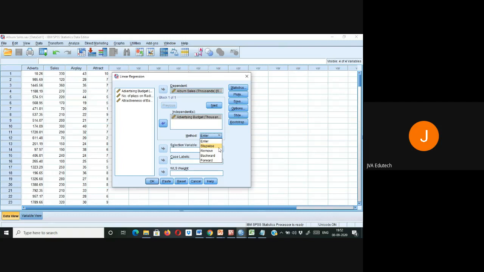We'll be discussing this in multiple regression. As of now, you can leave it as the default, enter. And then only I could be able to explain in a better manner. Somebody asked me in the previous session what is the difference between multiple regression and hierarchical regression.